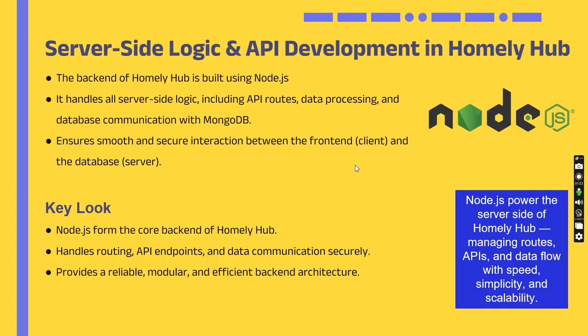Now let's look at where and how it's used in our project Homely Hub. It is basically used for server handling, for connecting the front end with the backend, the server, handling different types of API routes and endpoints in our project, and it provides a reliable, modular, and efficient backend architecture. So Node.js powers the server side of Homely Hub, managing routes, APIs, and data flow with speed, simplicity, and scalability.